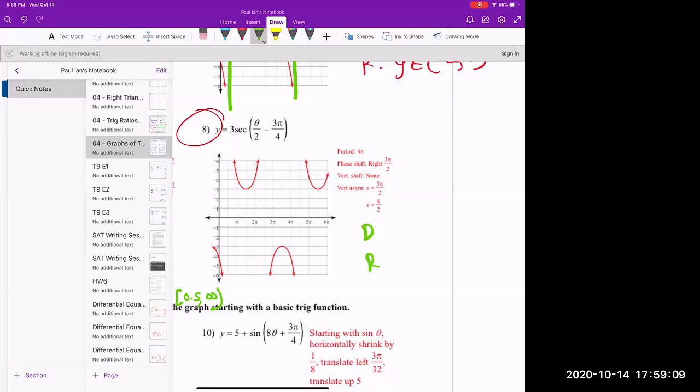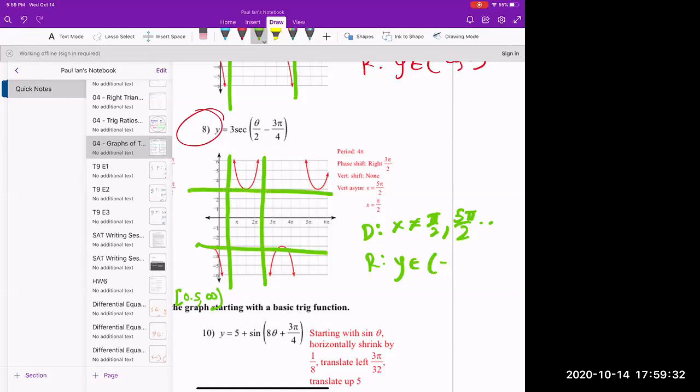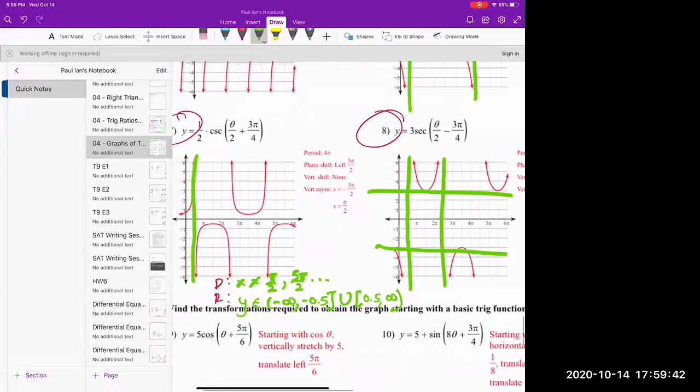Okay, is this at pi over 2 again? I think so. And then this one, I think it's kind of similar, pi over 2? Yeah. And then the range is negative infinity to negative 3 and 3 to infinity. Yeah. So that's it for that.